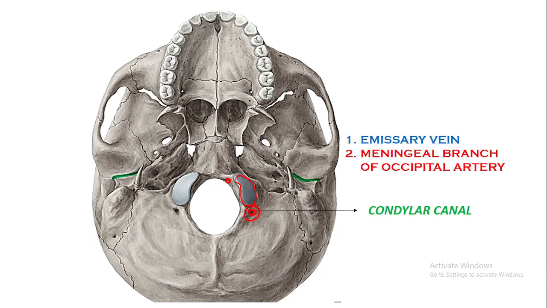So the structures which pass through the condylar canal are the emissary vein, which joins the sigmoid sinus to the suboccipital plexus of veins, and the meningeal branch of the occipital artery. There is no valve in this junction, so blood can flow in both directions. So it is responsible for balancing intracranial pressure. It is a bridge between the intracranial and extracranial venous system.